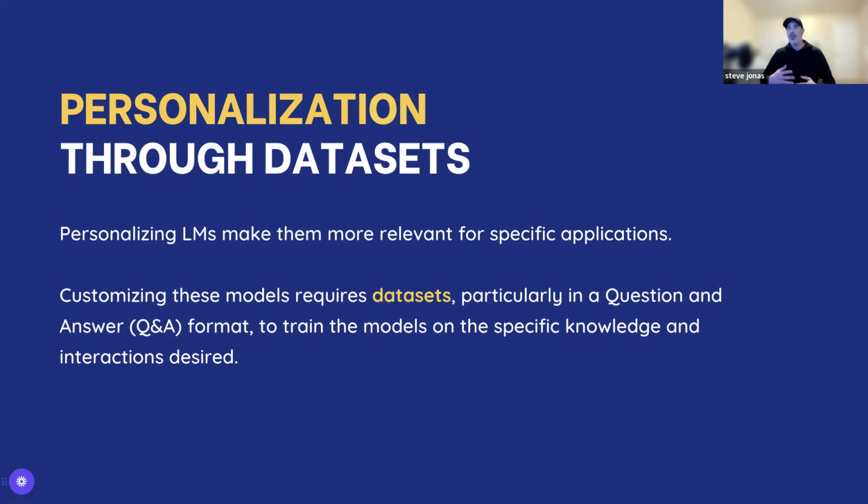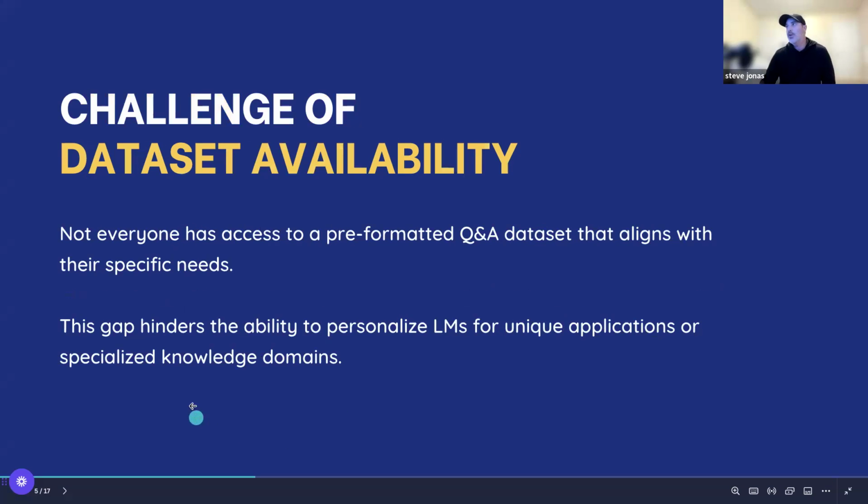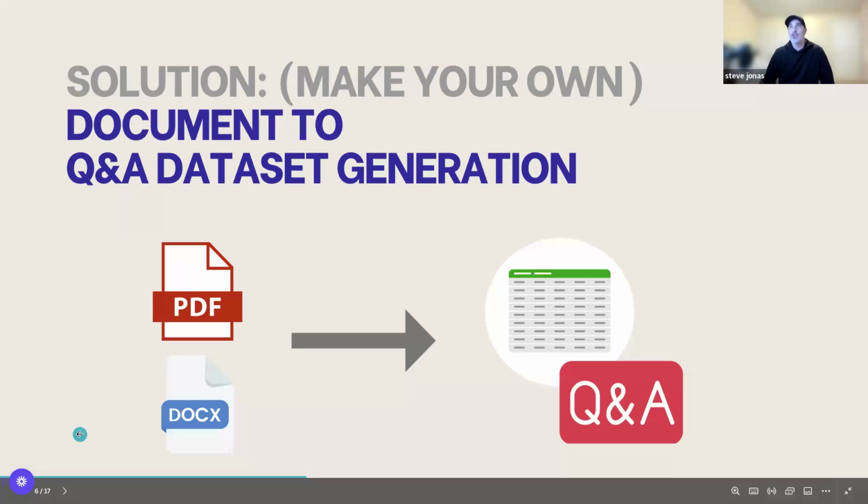This is what I was talking about, where what if you don't have a data set? And particularly a data set in question and answer format to train the models on your specific knowledge and interaction desired. So not everyone has access to these pre-formatted Q&A data sets that align with their specific needs, making it hard to really train a model for your specific need. So what's the solution? Well, make your own.